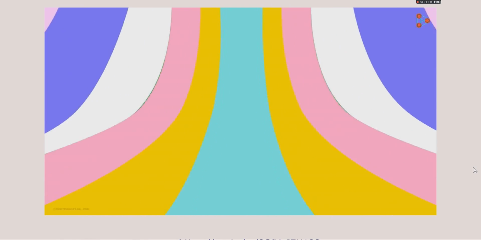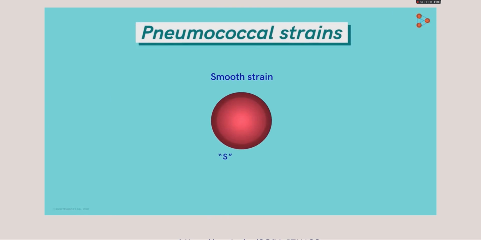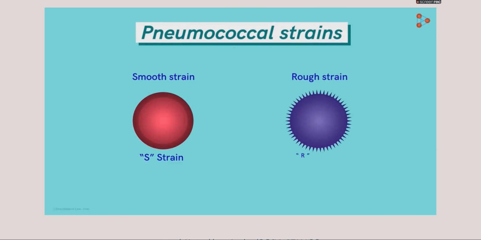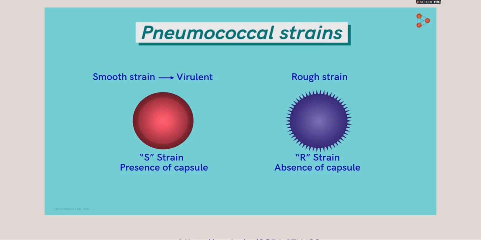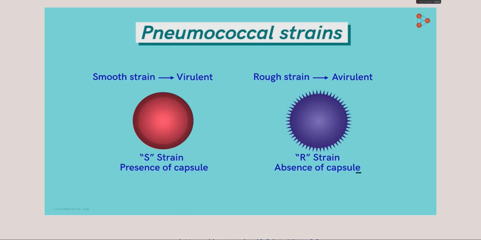To begin with, we need to get introduced to the two types of pneumococcal strains. This one is a smooth strain denoted as the S strain, and this one is a rough strain denoted as the R strain. Why are they named so? This smooth strain, as we can see, has a smooth outer surface. It's the capsule around the cell wall which protects it from various threats. The presence of this capsule makes the strain virulent, or strongly infectious, to be precise. The absence of such a smooth coat makes the strain avirulent, or non-infectious. Now you may ask, why is the R strain avirulent? It's the absence of the capsule which makes it susceptible to the immune cells of the host's body.